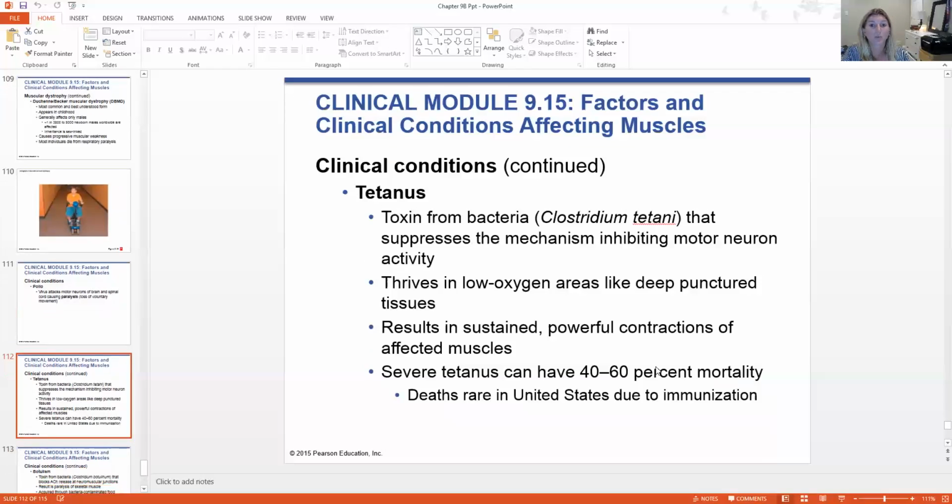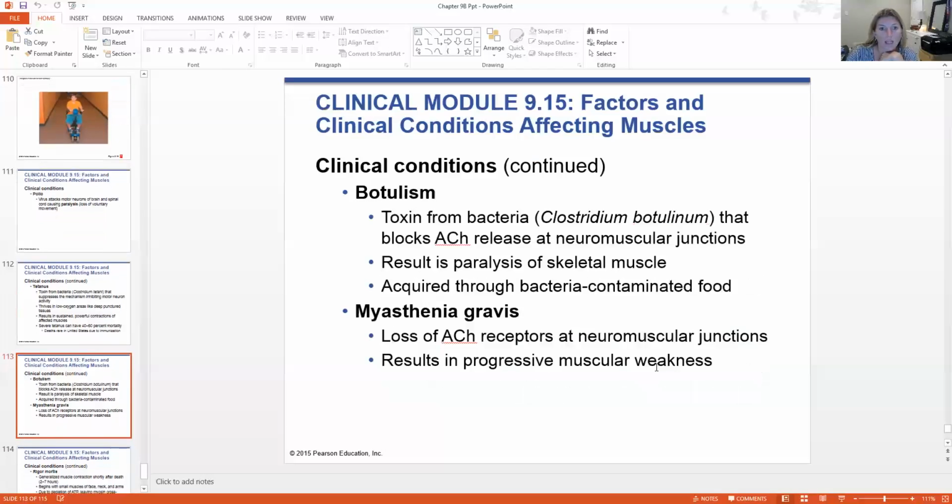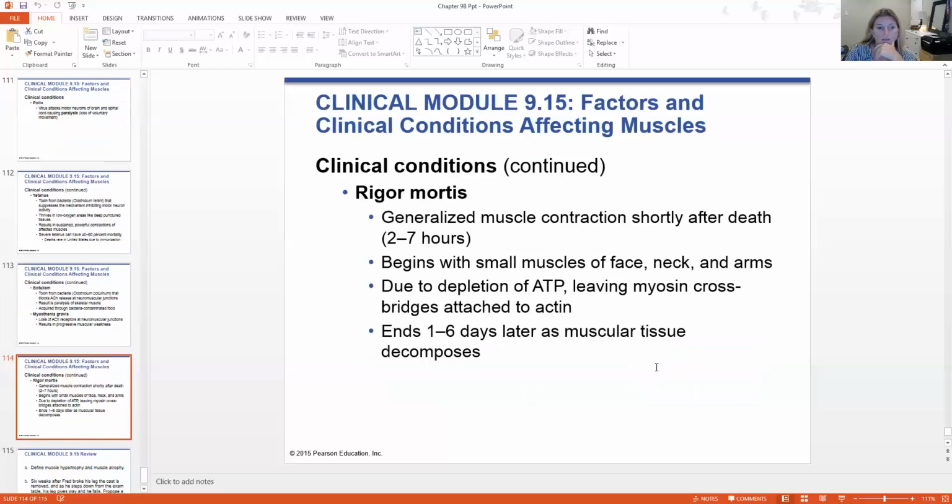40 to 60% mortality in tetanus, right? Imagine your respiratory muscles being paralyzed. You wouldn't be able to exhale, right? Or you wouldn't be able to inhale. And botulism is another disorder caused by bacteria. This is going to block acetylcholine receptors. So this is going to basically paralyze your skeletal muscles. Myasthenia gravis. This is a loss of acetylcholine receptors at the neuromuscular junction. It's a progressive muscular disease.